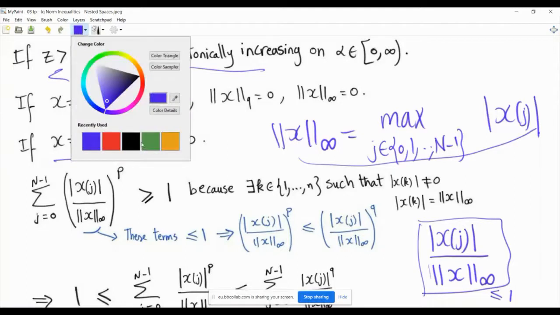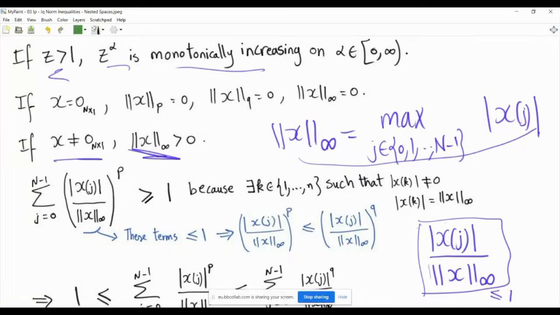So what if we sum? We take this and raise it to the power p first. If you have something less than or equal to 1 and you raise it to the power p, it gets smaller. If it's 1, it remains 1. If it's 0, of course, it remains 0. If it's a fraction between 0 and 1, it gets smaller, but the idea is that it remains less than or equal to 1. Then you sum, j from 0 to n minus 1, over all the components in the vector.